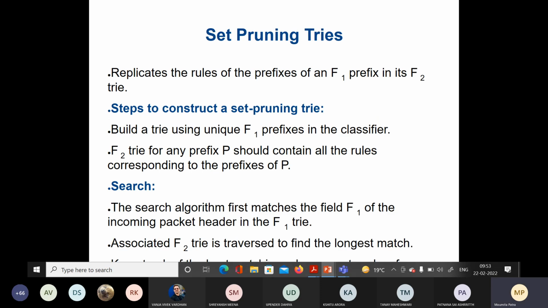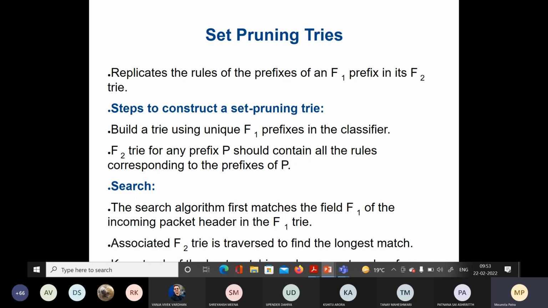Now next comes set pruning tries. What we were doing in the hierarchical one is that we had to traverse a lot. That's what we were looking at. Now set pruning tries is also similar to one of the algorithms that we had studied in the IP lookup algorithms. So you need to tell me which one we were talking about. It is similar to one of the lookup algorithms.